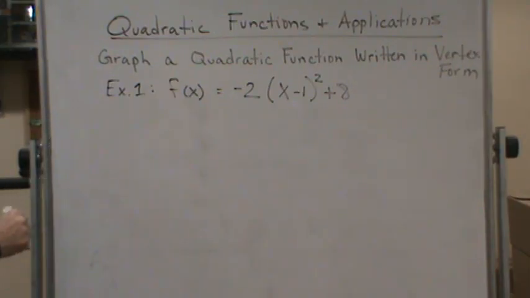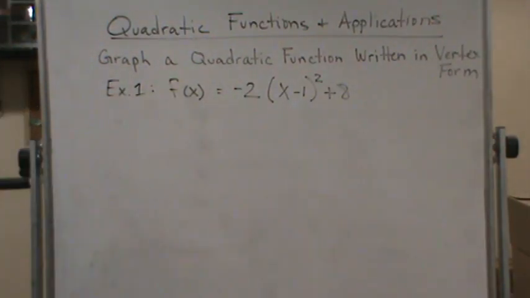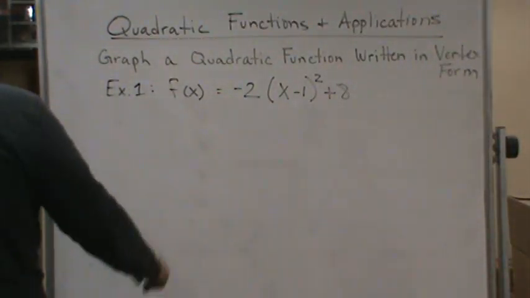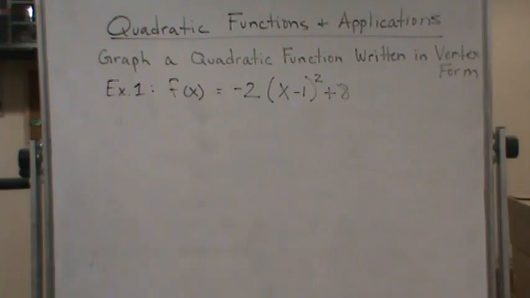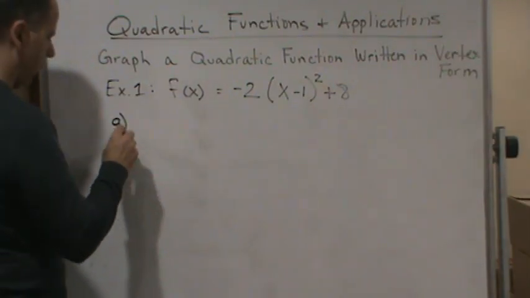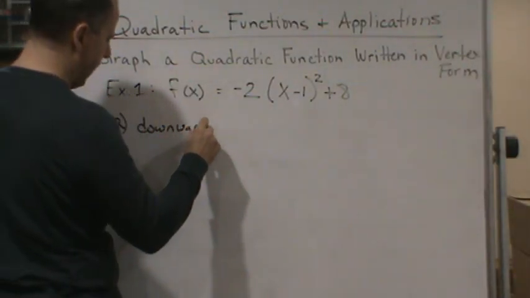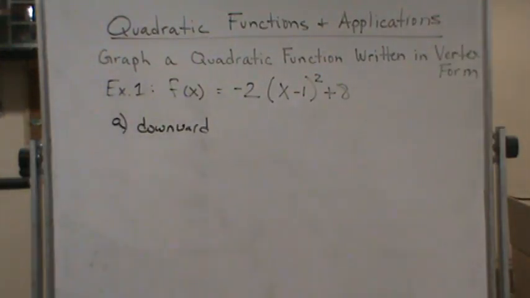So the first thing is they ask us to determine, does it open upward or downward? Okay, so in this case here, what's the answer? Well, if we look at A, in this case, A is -2, right? And so A is negative, right? So that means the parabola opens downward. So the graph of the function, the parabola, opens downward.